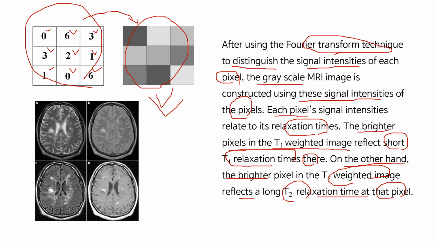We can use the Fourier transform using this data, and then we can get the intensity of each pixel, and using this intensity of each pixel, we can get the MR image.